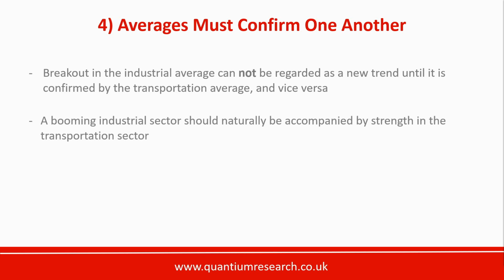So the logic behind this is quite intuitive. If the industrial average is rising and breaks to new highs, well, that booming industrial sector should naturally be accompanied by strength in the transportation sector. Think of it. Since all of those goods have been churned out by industrial factories, they're probably going to need transporting somewhere. So they should be intertwined.